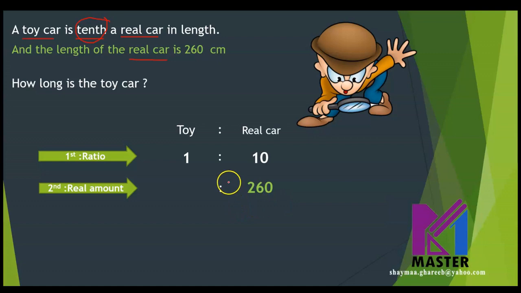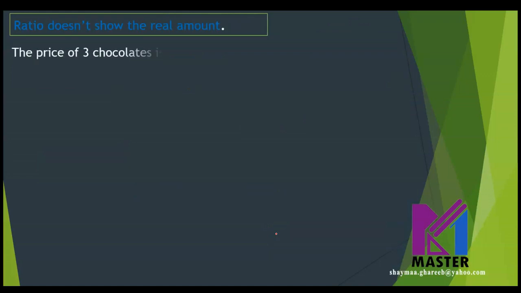Then I will compare. The 10 became 260. What happened? The 10 was multiplied by 26. Then I will do exactly the same with the 1. I will multiply it by 26. So the toy car is 26 centimeters. Is it clear? Let's see another example.